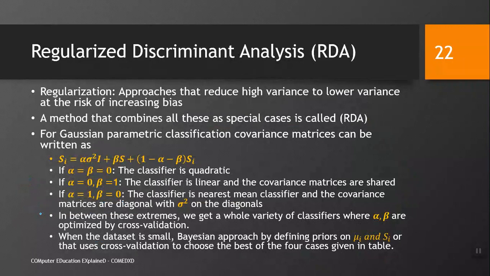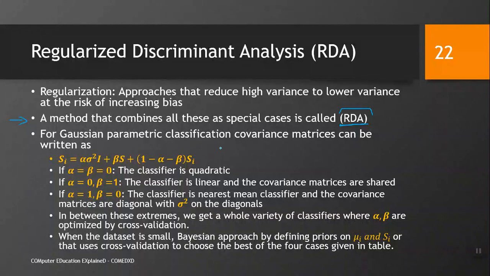Regularized discriminant analysis, RDA. What is regularization? Approaches that reduce high variance to lower variance at the risk of increasing bias are known as regularization methods. A method that combines all these as special cases is called RDA. The assumptions that we have discussed in the previous slides, if those are combined and applied on our data, the method is known as RDA.